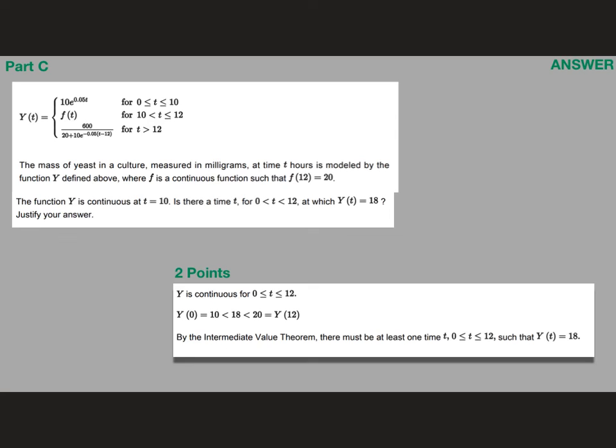Because the 2 outputs are 10 and 20, and because the function was continuous between inputs of 0 and 12, the intermediate value theorem says 18 is certainly possible. And again, that was worth 2 points.